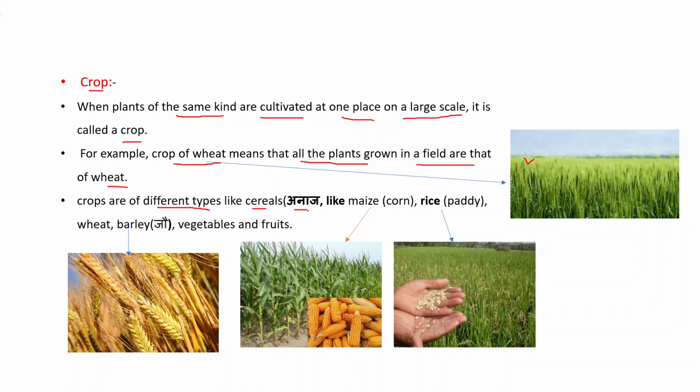In Hindi, this is called anaj, like maize. You are familiar. This is maize, which is also known as corn. This is rice. This is also known as paddy. This is wheat, barley, like this is jow. Clear? Vegetables and fruits.